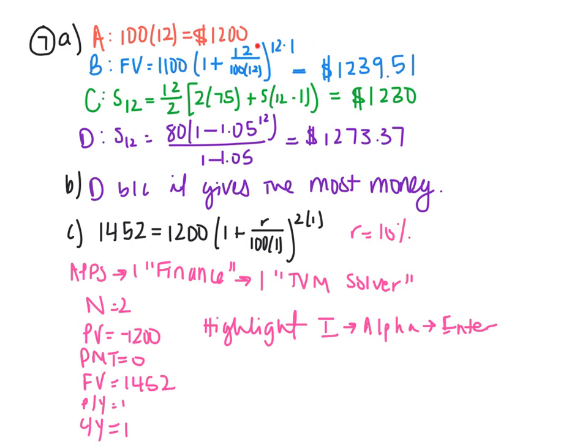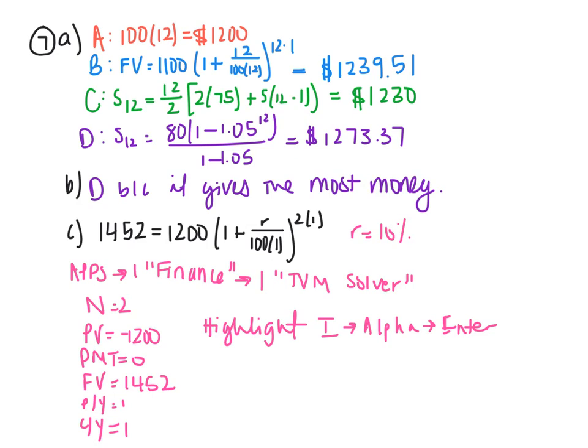Part B asks which option she should choose. So given these 4 answers, she should choose option D because it ends up with the most money at the end of the year. Part C says that at the end of that 1 year, she's going to deposit $1,200 into another account, and in 2 years, on her 21st birthday, she wants to buy a scooter that costs $1,452. So how much compounding once a year does this interest rate have to be in order to achieve that?